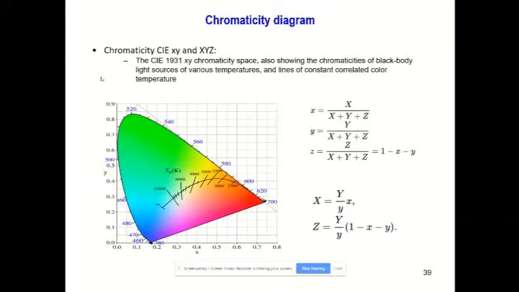Okay, the relationship between the chromaticity diagram CIE lowercase xy and uppercase XYZ. There is a concept called normalization, where we can derive the chromaticity diagram lowercase xy from the uppercase XYZ. On the right-hand side, you just see simple mathematical formulas. We call them normalization formulas to derive the chromaticity diagram parameters x, y, and z.